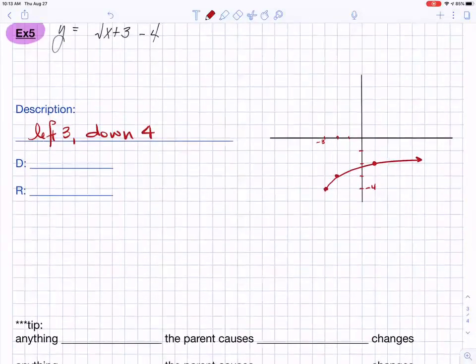So what's the domain for my new graph? Remember, domain is left to right. What's my new domain? -3 to infinity. All right, what's on that -3, folks? A bracket. All right, somebody else, what's my range? What's my bottom value all the way up to my top value? -4 to infinity. And what do you want on the 4?